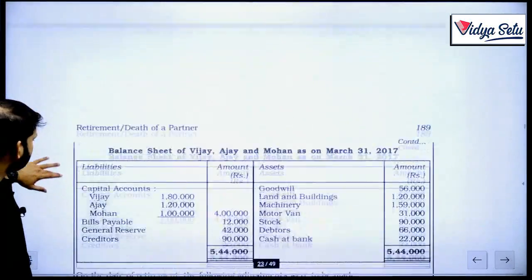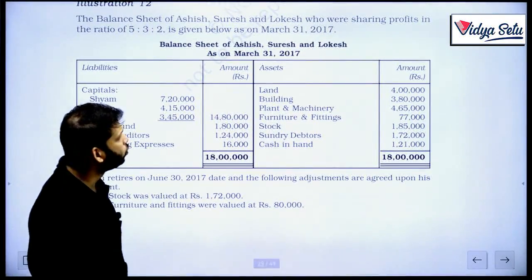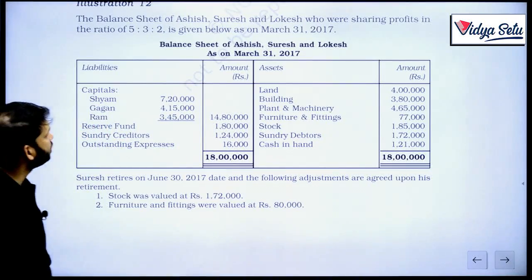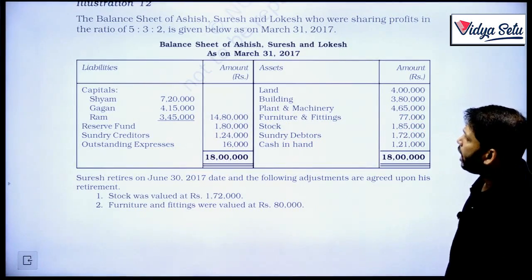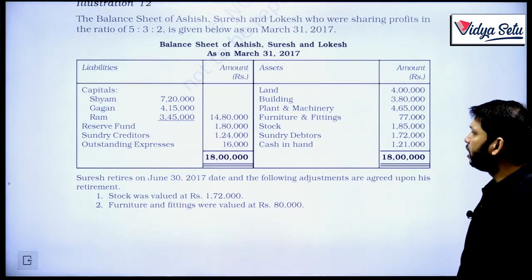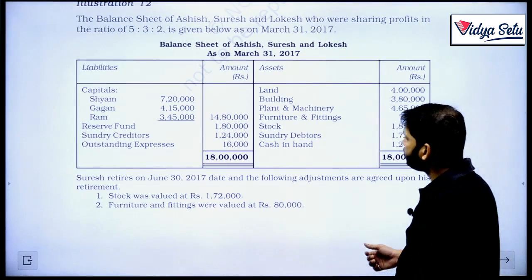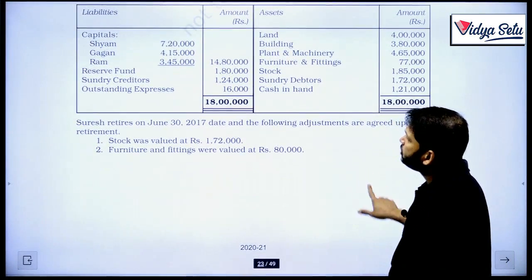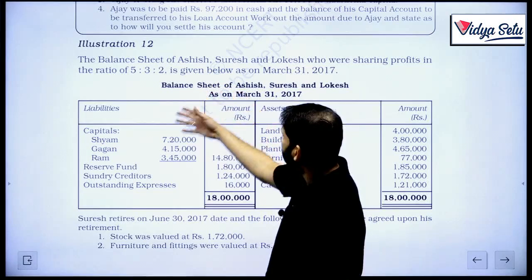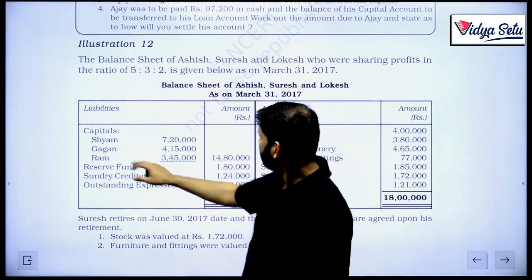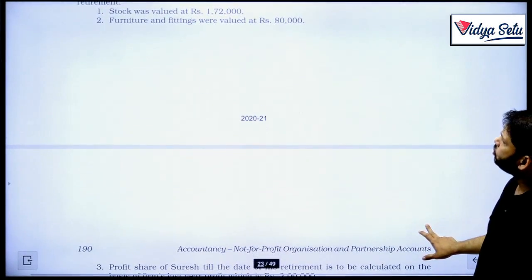Next is illustration 12. The balance sheet of Ashish, Suresh and Lokesh, who were sharing profits and losses in the ratio 5:3:2, is given below as on March 31, 2017. The balance sheet is given: capitals, reserve fund, creditors, outstanding expenses, land, building, plant and machinery, furniture, stock, debtors and cash. Suresh retires. The names here are different, but the middle one should be Suresh, I believe. Stock is valued at 172.